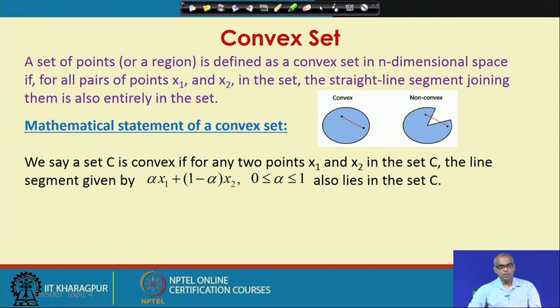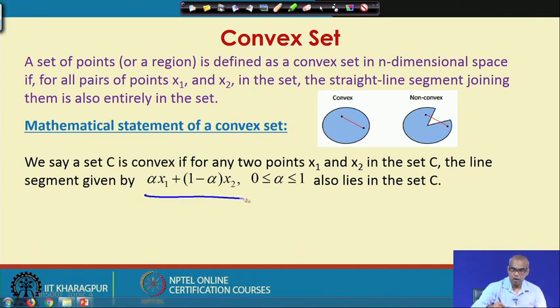So, formally the mathematical statement of a convex set is as follows. We say a set C is convex if for any 2 points x1 and x2 in the set C, the line segment given by alpha x1 plus (1 minus alpha) x2, where alpha lies between 0 and 1, also lies in the set C.